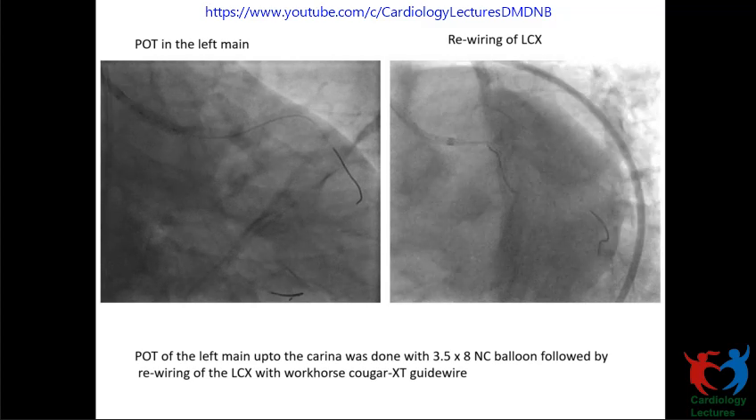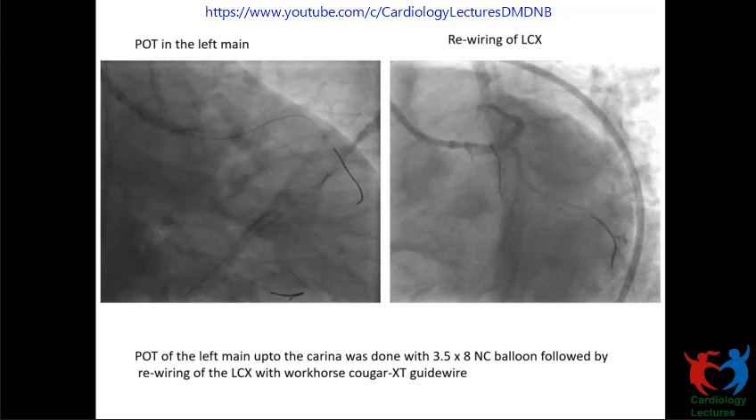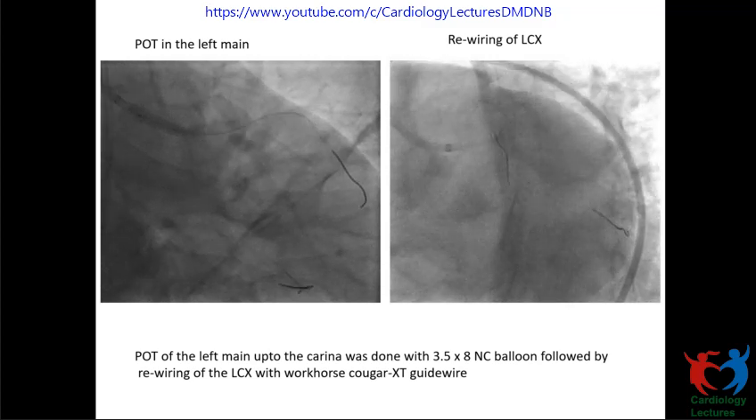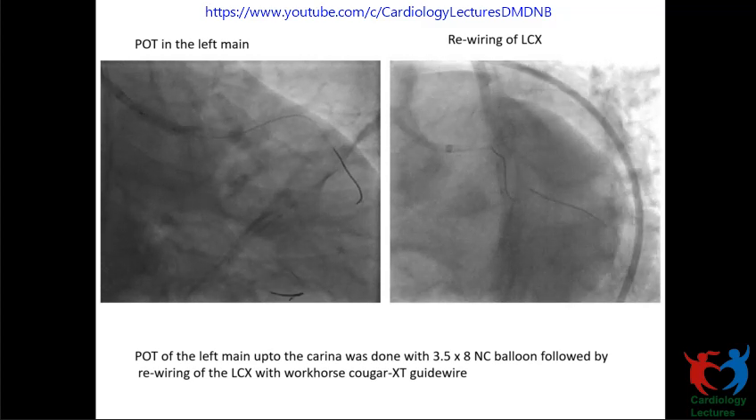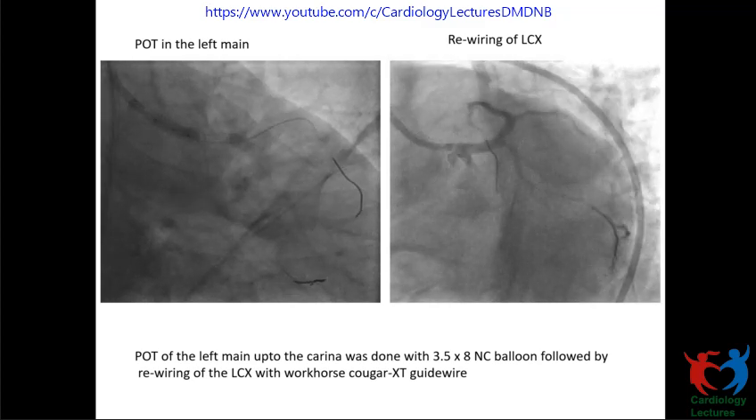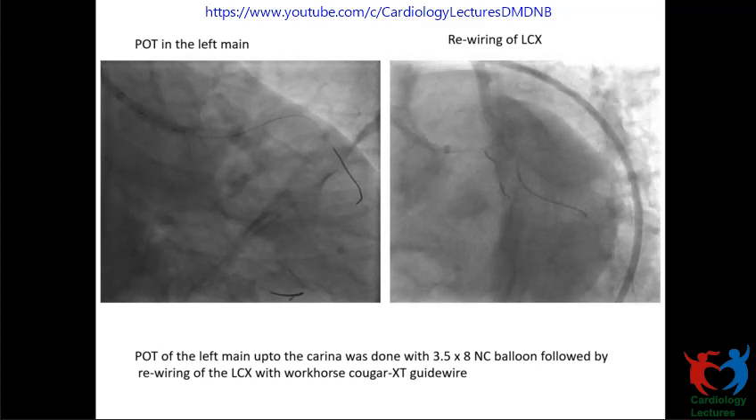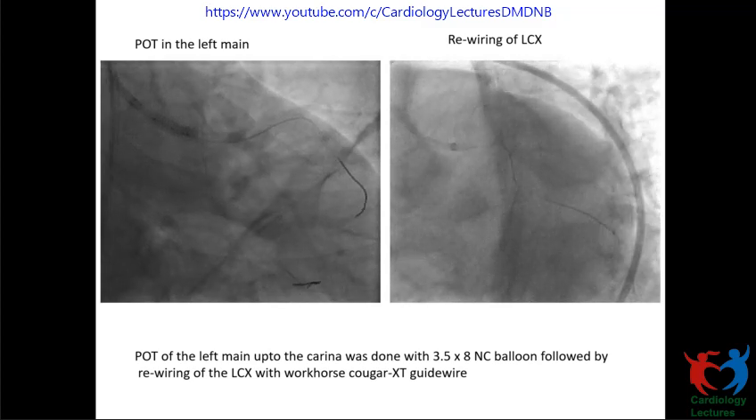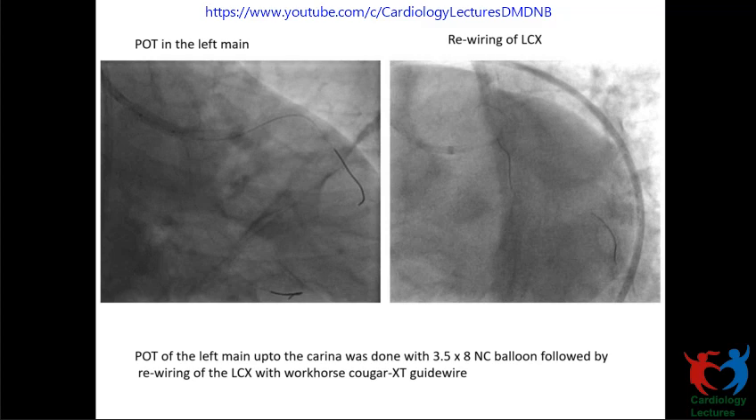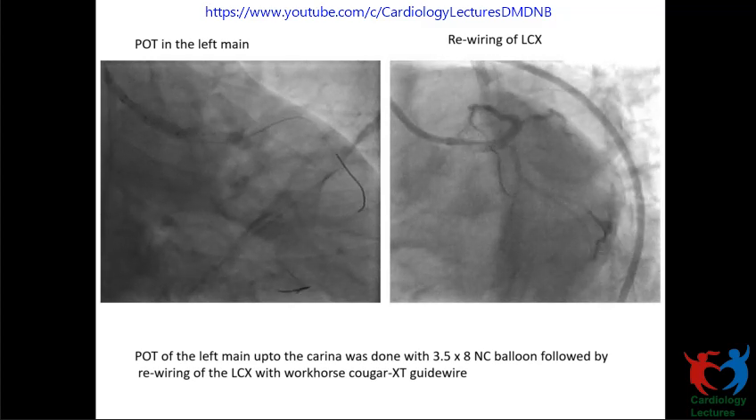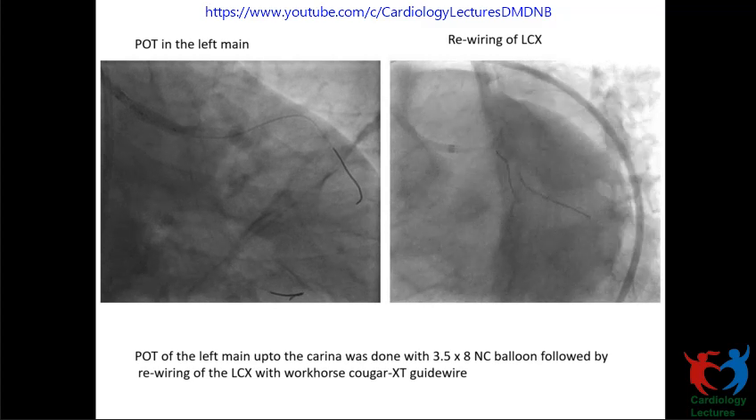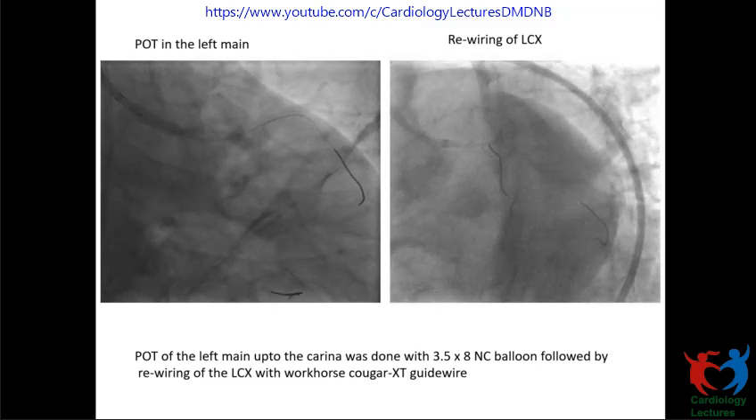The size actually should be a 4. That's what I was about to come to. It looks like a bigger balloon also. Actually, what is supposed to be done is a 1:1 balloon dilatation. Okay, we did that later. Here we did only a 3.5 into 8. It's very important to do POT with a 1:1 before you recross the wire. So do it with a 4. When the malapposition is less, your wire won't get entangled and will find the lumen better. In this case it's okay, but it should be done with a 4.